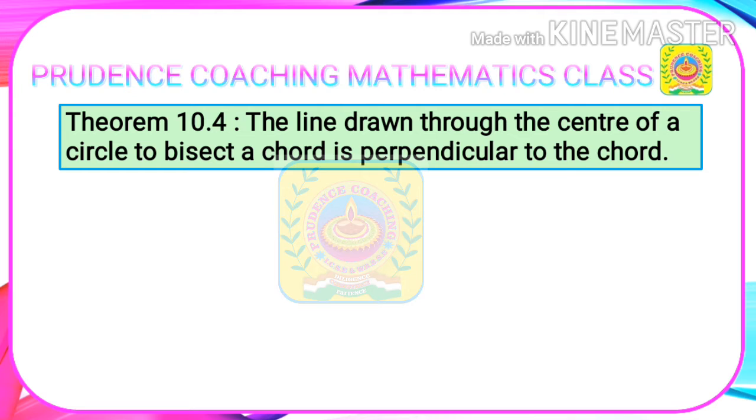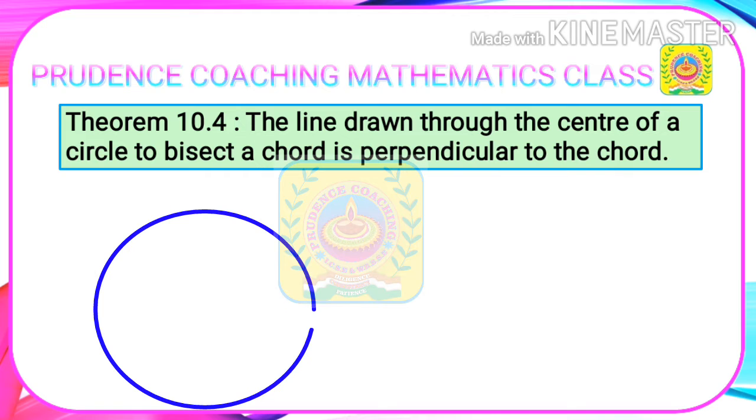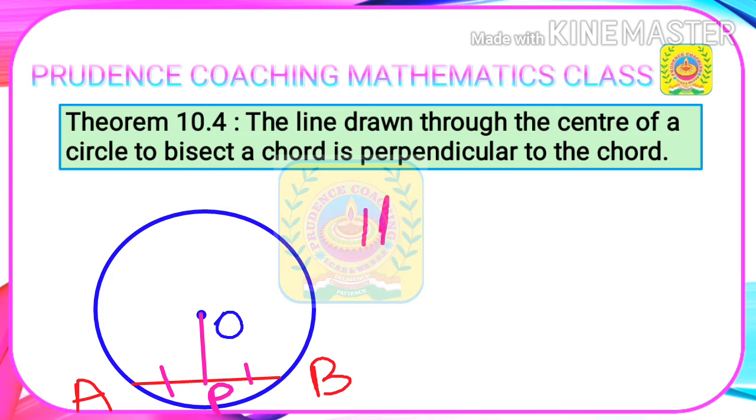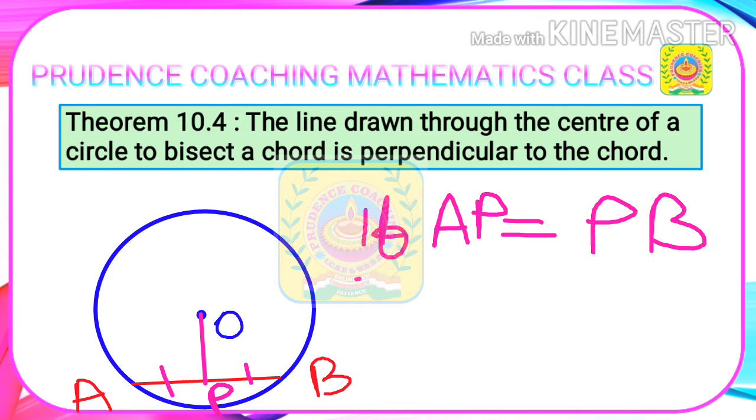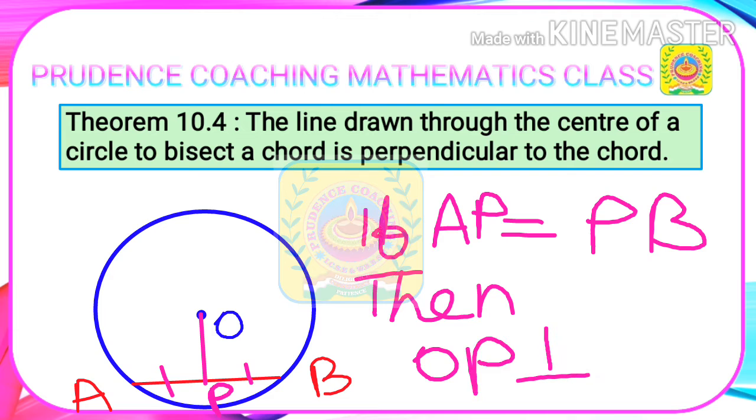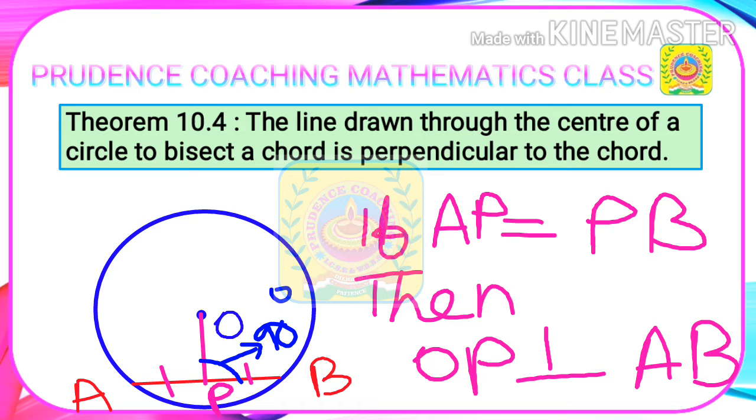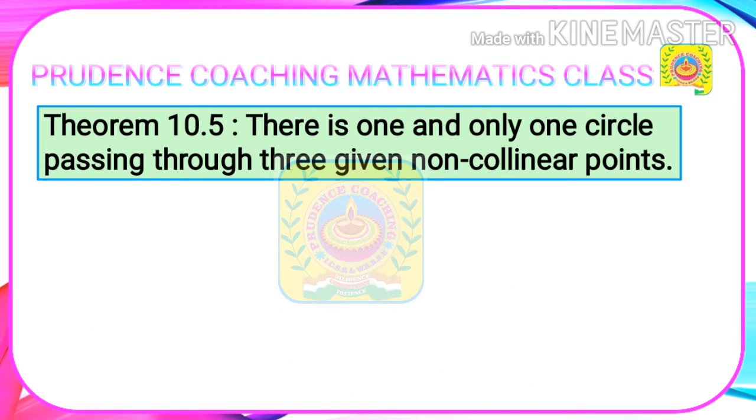Now let us move on to theorem number 10.4, which is the reverse of 10.3. The line drawn through the center of a circle to bisect a chord is perpendicular to the chord. Let us understand this with the help of a diagram. Here, if AB is a chord and we draw a line OP on AB, and if AP equals PB, then we can say the line OP is perpendicular to AB, that is, angle OPB is 90 degrees and angle OPA is 90 degrees.